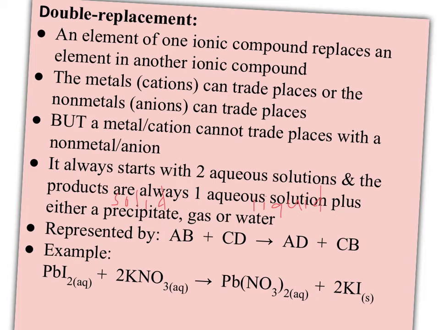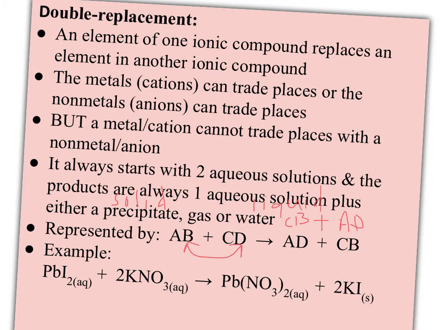So it's represented by AB plus CD gives you AD and CB. So in the way I've drawn it, you maybe are thinking that the anions traded places. I could have just as easily written CB first and AD second, because just like math, the order doesn't matter. It's the same two products. And then you maybe would think, oh, well, the cations switch places. Really doesn't matter which way you think of it. They're trading partners.